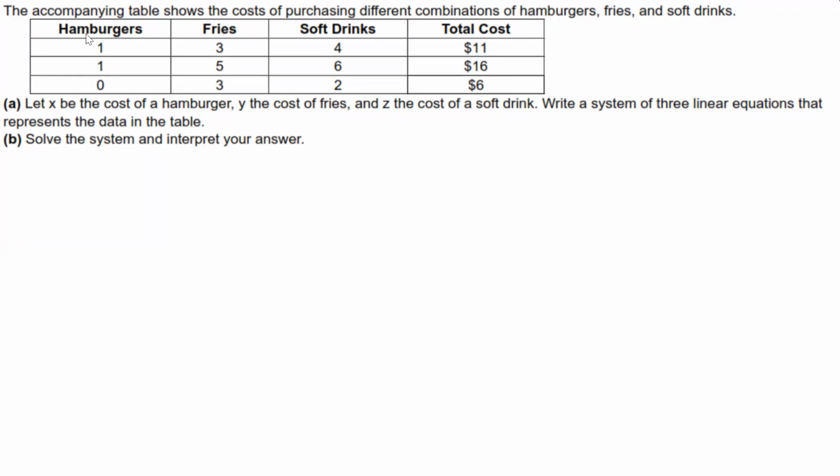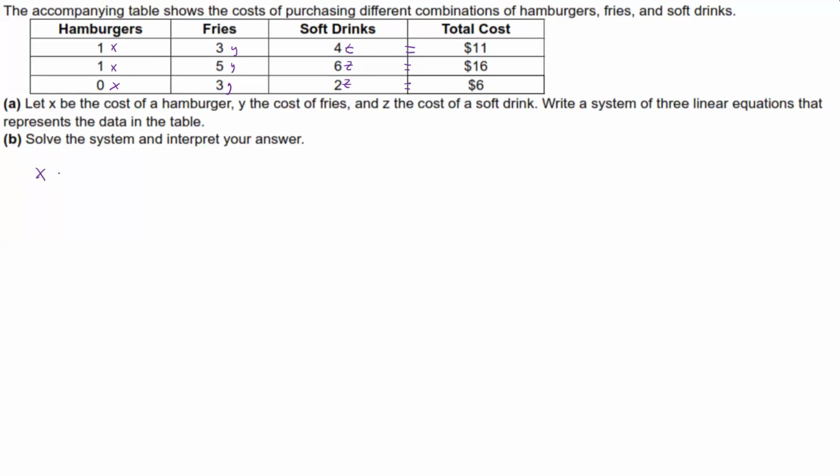So what we're going to do is let X equal the cost of hamburgers, Y equal the cost of fries, and Z the cost of the soft drinks. Now we're supposed to write a system of three linear equations that represents this data. We already have X, Y, and Z defined, so we can just write it straight off of there.